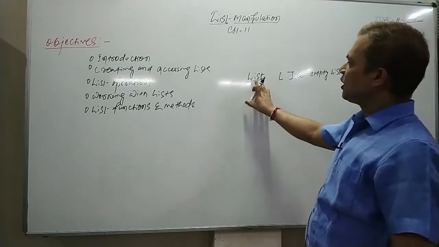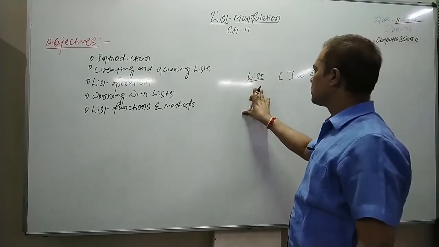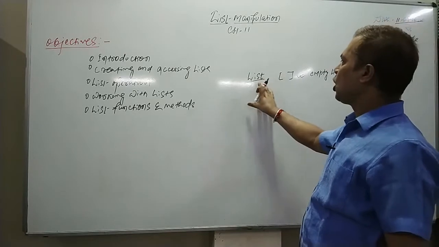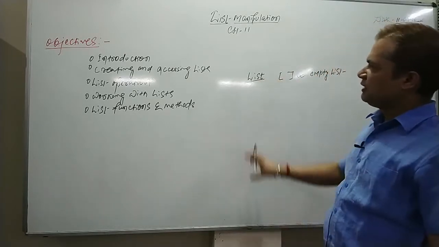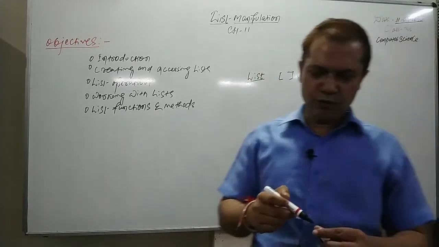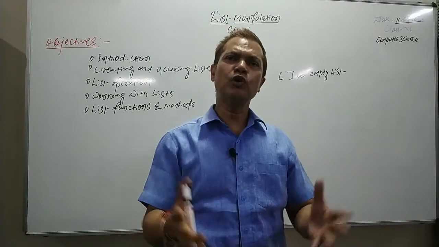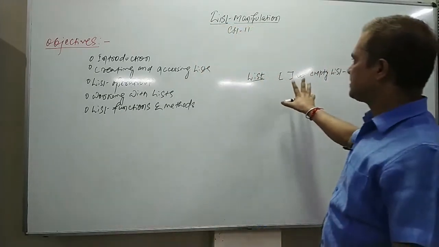So list is one of the fundamental data types that allows you to store any sort of data separated by commas within this square bracket. This is the introduction of what a list is. So if I need to store more than one element of a different kind, I can use the list.